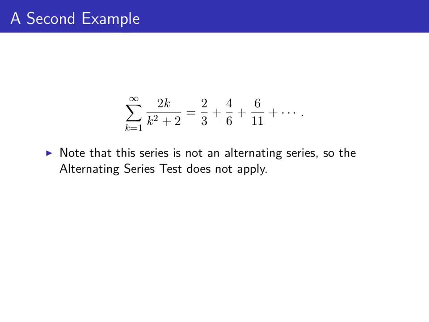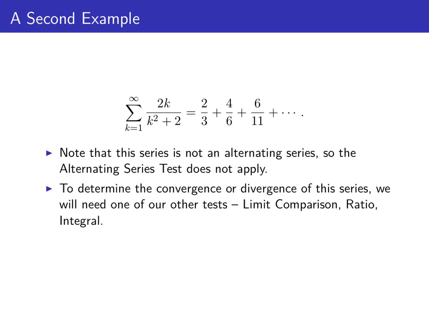If we write out the first few terms of this series, when k is 1, we have 2/3, when k is 2, 4/6, when k is 3, 6/11. Notice that all these terms are positive, so this series is not an alternating series, and we can't even apply the alternating series test. And if we want to determine the convergence or divergence of this series, we'll have to use one of our other tests that apply just to series of positive terms, like the limit comparison test, the ratio test, or the integral test.